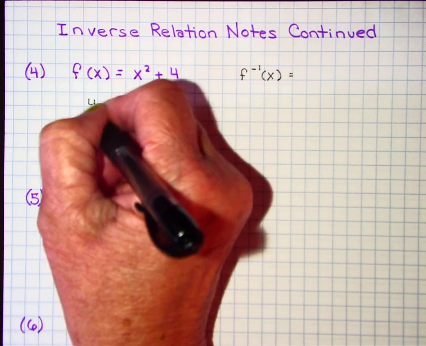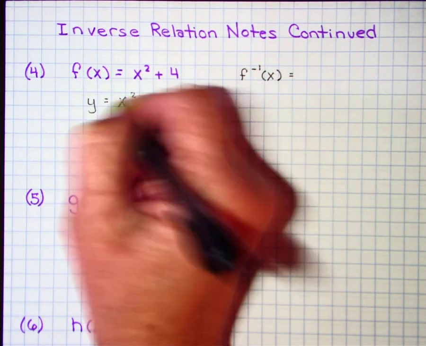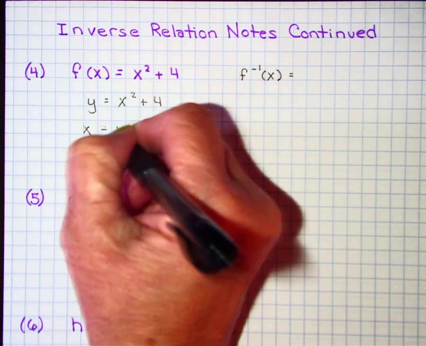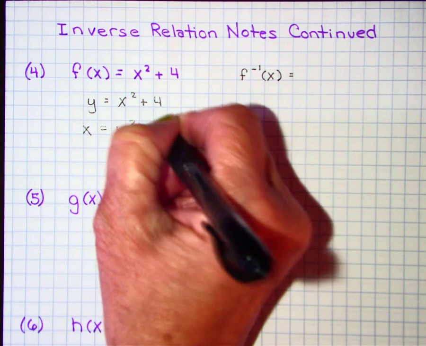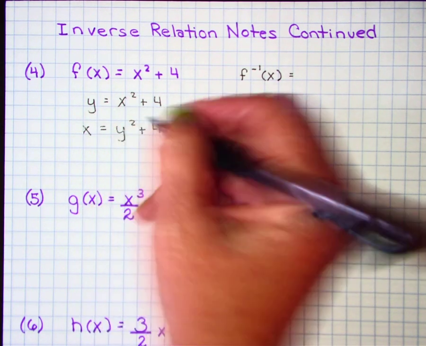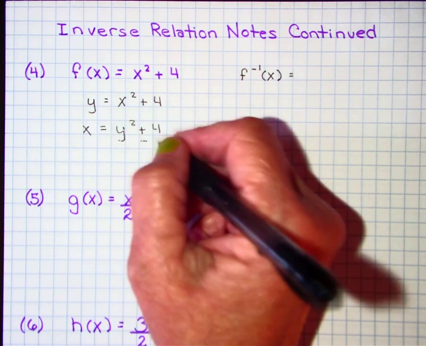Again, I'll first write my y equals x squared plus 4. Now I'll change my variables, so I have x equals y squared plus 4. Now I've got that squared. To get rid of a squared, I have to take a square root. But I can't do that until I only have the squared on one side.